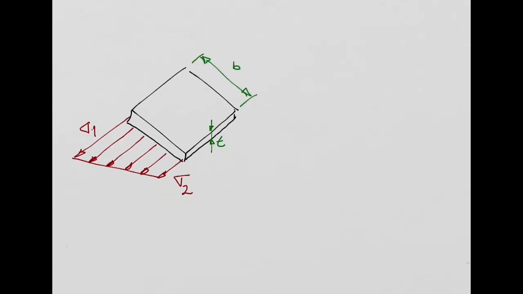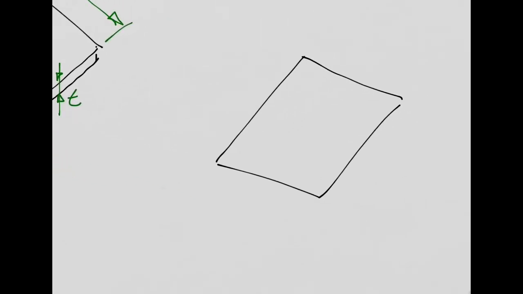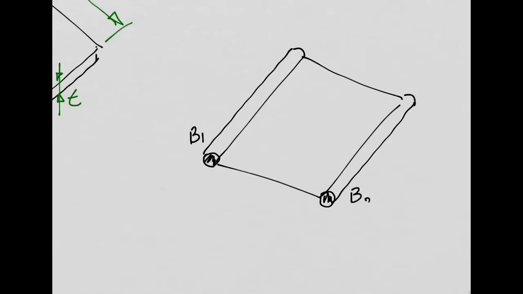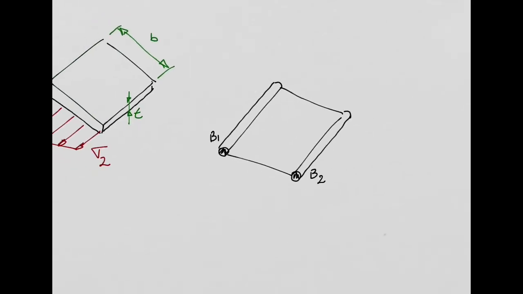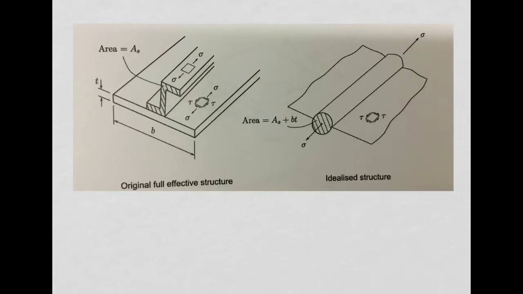And what I'm going to do now is draw here on the right hand side the idealized structure. So basically it is the plate with zero thickness. And I'm going to include a boom here, and I'm going to include another boom here. The area of this boom is going to be B1, and the area of this boom is going to be B2.